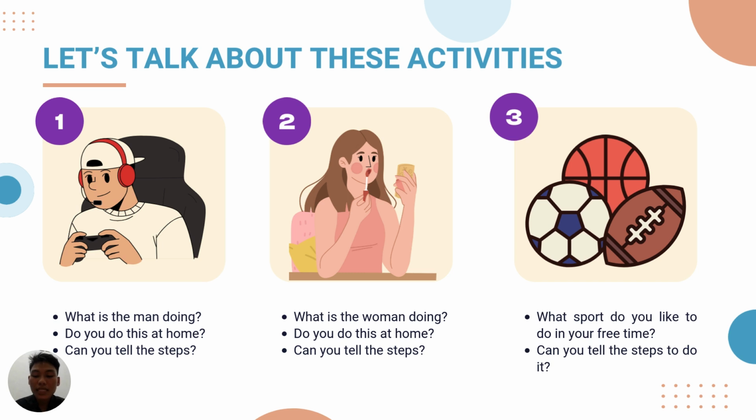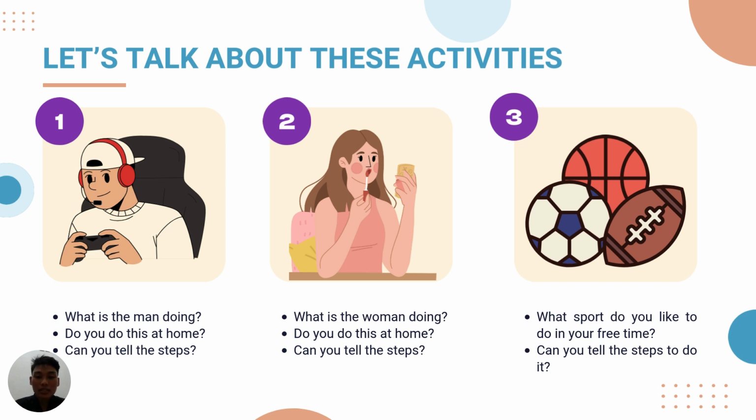And procedure text has three structures. The first is goal, the second is materials, it's optional, it depends on the text, and the third is steps. Langkah-langkah. All right.